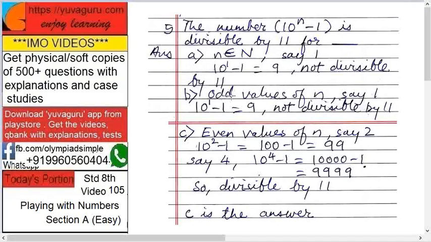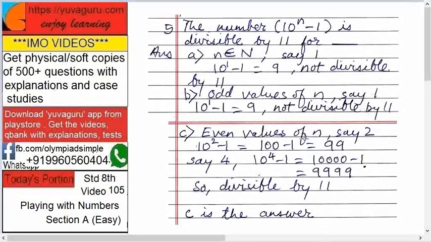Now for B, odd values of n means what? It is 10 raised to 1, 10 raised to 3, 10 raised to 5, 10 raised to 7. Okay. Let's try with 10 raised to 1. Always try with the simpler example. So 10 raised to 1 minus 1, 9. No. Again not divisible by 11.